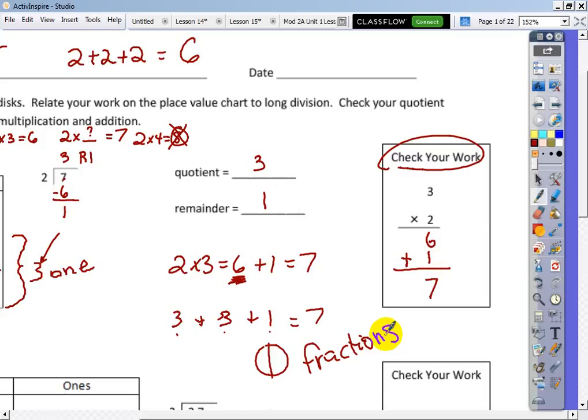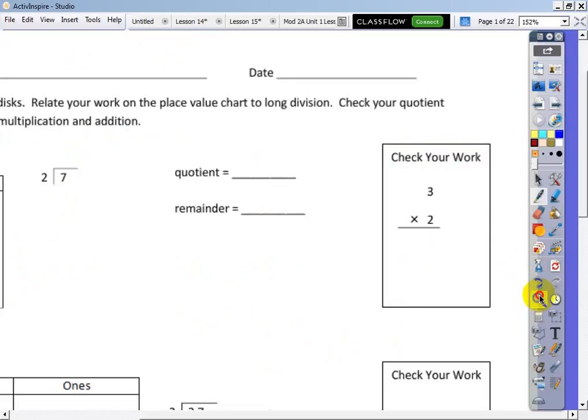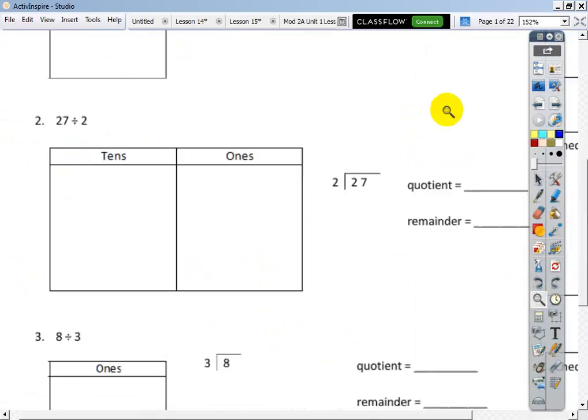Okay. Pause. Go back if you need to. If I went too fast, always pause. Let's clear these and go to the next one. We're going to do the next one the same way. Now it's a double-digit number. We have 10s and 1s now. How many 10s? Our original number is 2 10s and 7 1s.